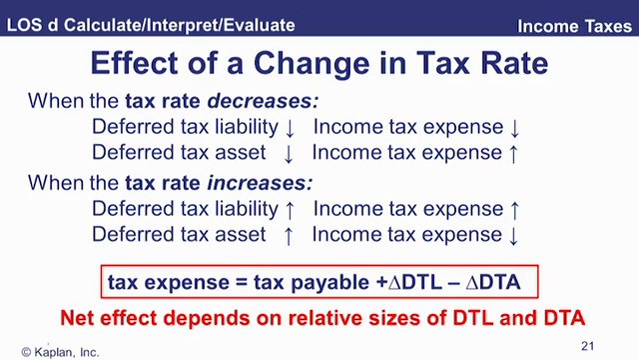Now, of course, when we see a change in tax rate, the overall impact on the tax expense is going to depend on whether we have a net deferred tax asset or a net deferred tax liability. So in other words, it's going to depend on the relative sizes of the deferred tax liability and deferred tax asset. Let's put a few numbers behind this to try and make it a little bit clearer.